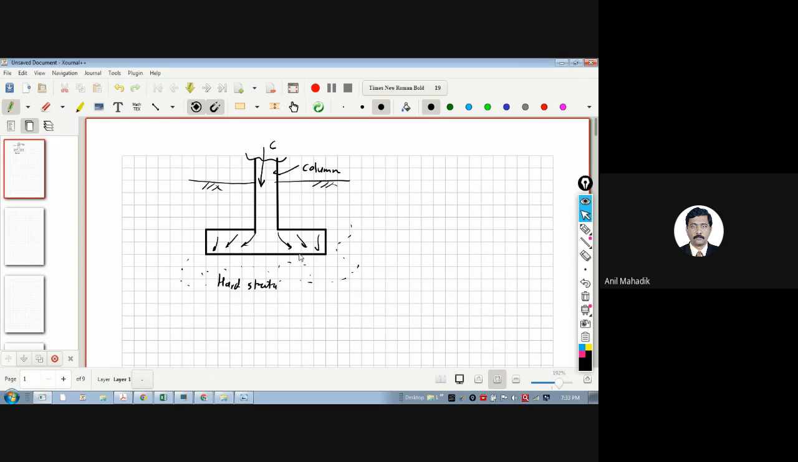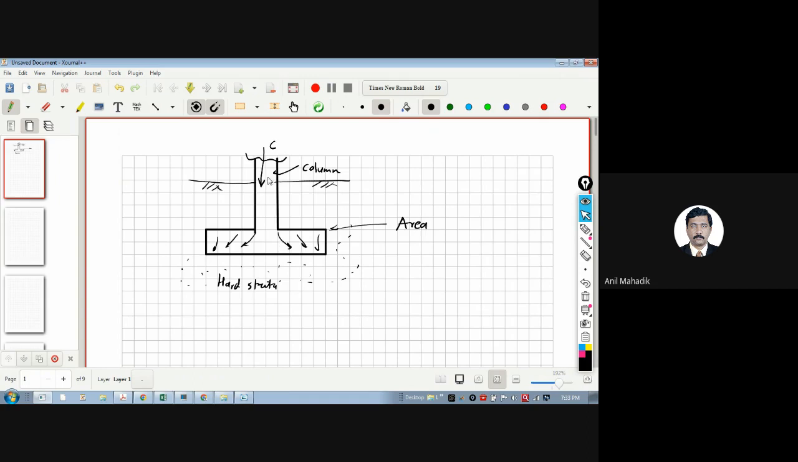And for that uniform distribution, we have the area of the footing. So we provide sufficient area so that the load will transfer. We cannot put the column directly on the hard strata. It may punch into the hard strata or there may be other consequences. So generally this is the procedure. We provide one footing there to transfer the load.